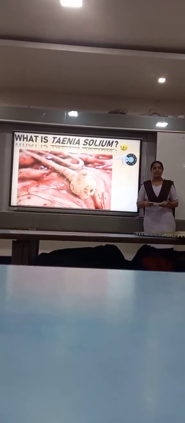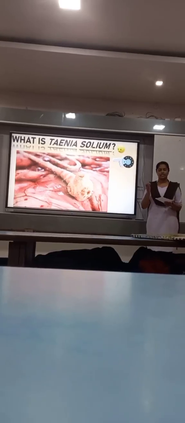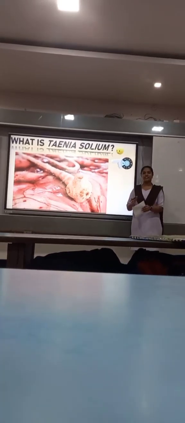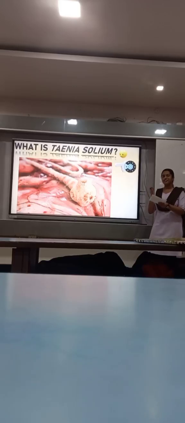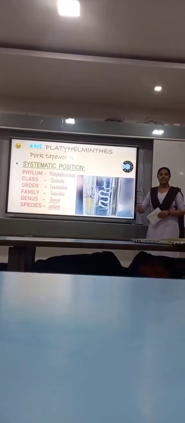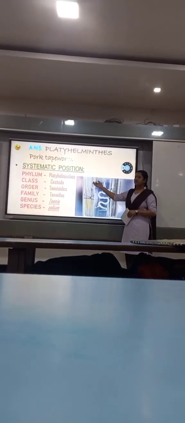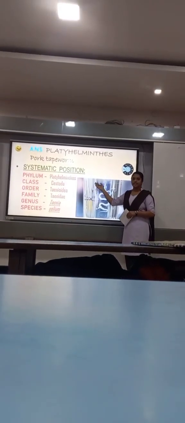It is an internal parasite which is highly habituated to live in the gut of the host animal. Now let's see its systematic position. Phylum is Platyhelminthes, class is Cestoda, order is Taeniidea, family is Taeniidae, genus is Taenia, species is solium. This is the tapeworm. Now let's see its habits and habitats.